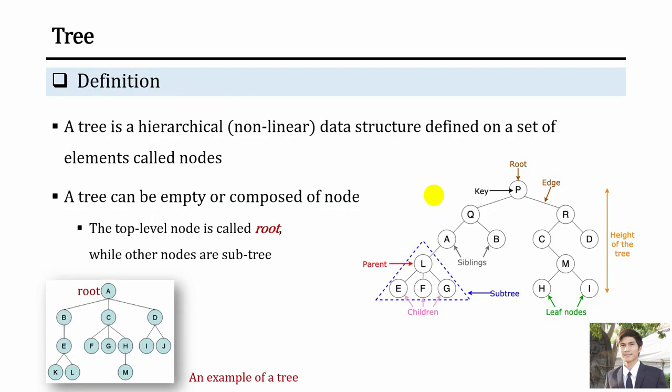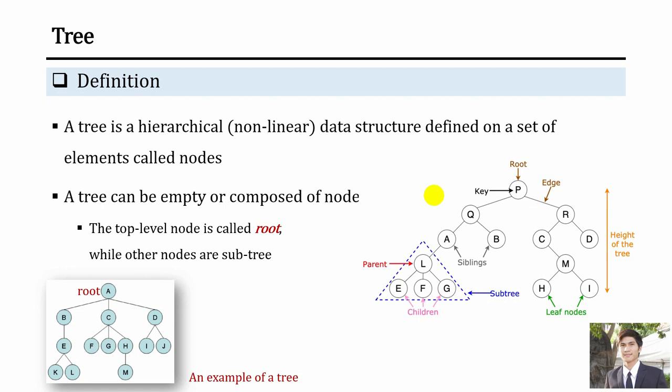So now we come to the introduction to the tree. A tree is a hierarchical data structure defined on a set of elements called nodes. When we learned about linked list, stack, and queue, we had elements, right? Each item of our data is considered an element. Now we can call our data in the tree either elements or nodes. Normally a tree can be empty or composed of many nodes. The top-level node we call the root. The root is placed at the top level, while other nodes are called subtrees.